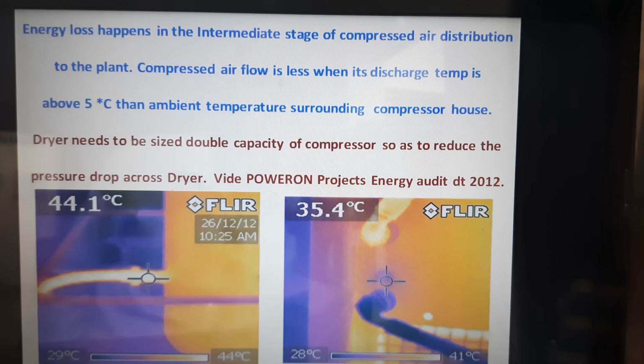The dryer needs to be double the size of the capacity of the compressor, so that the pressure drop across the dryer, when there is a full flow in the compressed air header, is kept low. The pressure drop definitely matters more. Normally it is said around 0.15 to 0.2 kg, but some industries report almost 0.5 to 1 kg pressure drop, because the dryer becomes derated or undersized for the given compressor rated capacity as such.